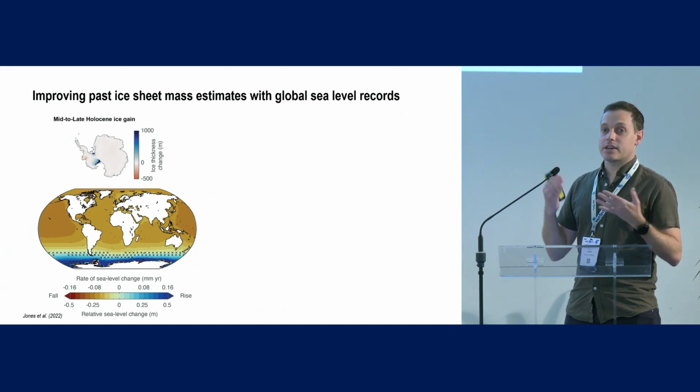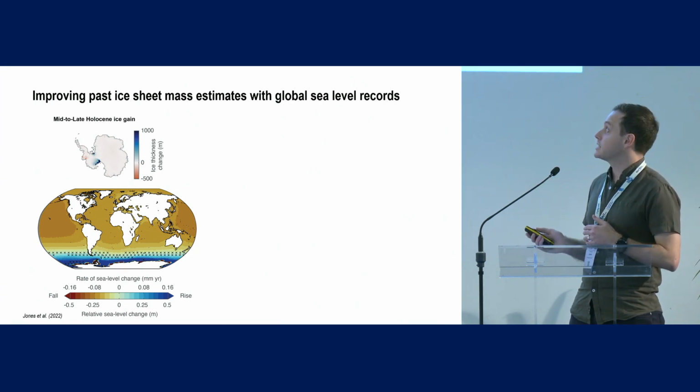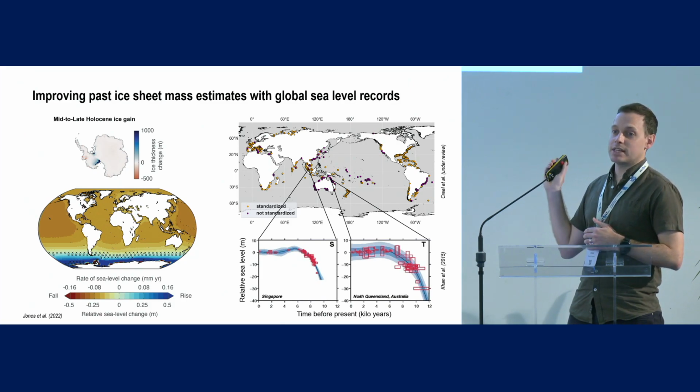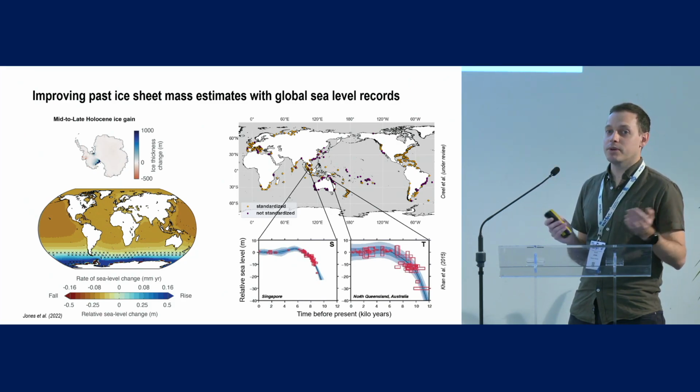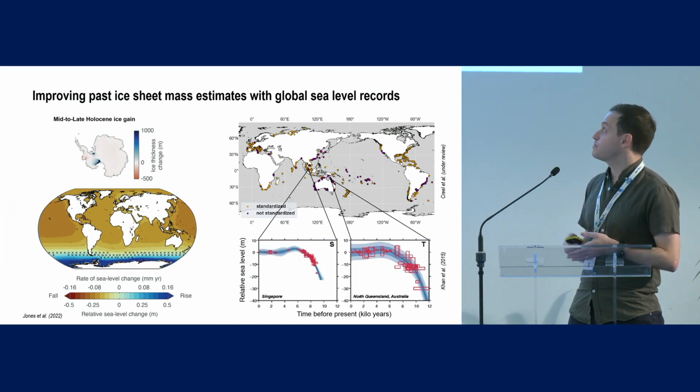So you can see that the global sea level is basically dictated by what's happening in Antarctica. And there are so many relative sea level records from around the globe that we can use to then constrain these sorts of fingerprints.